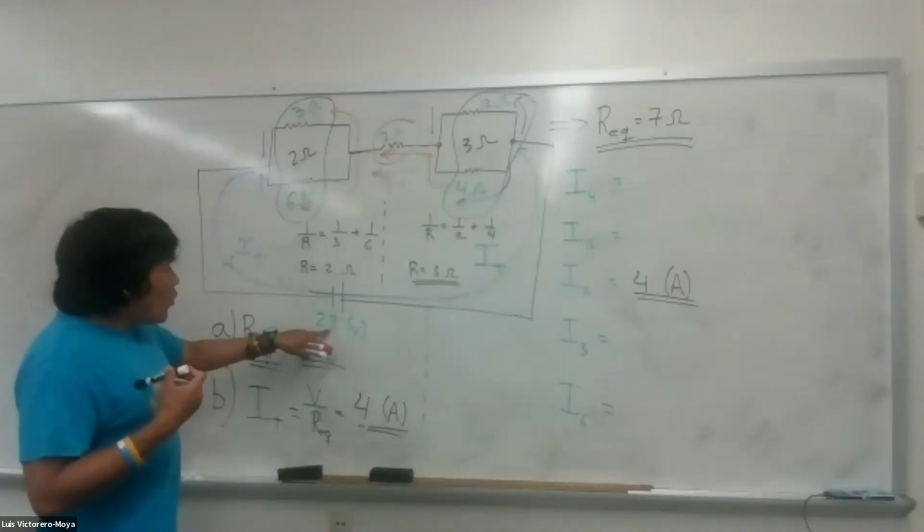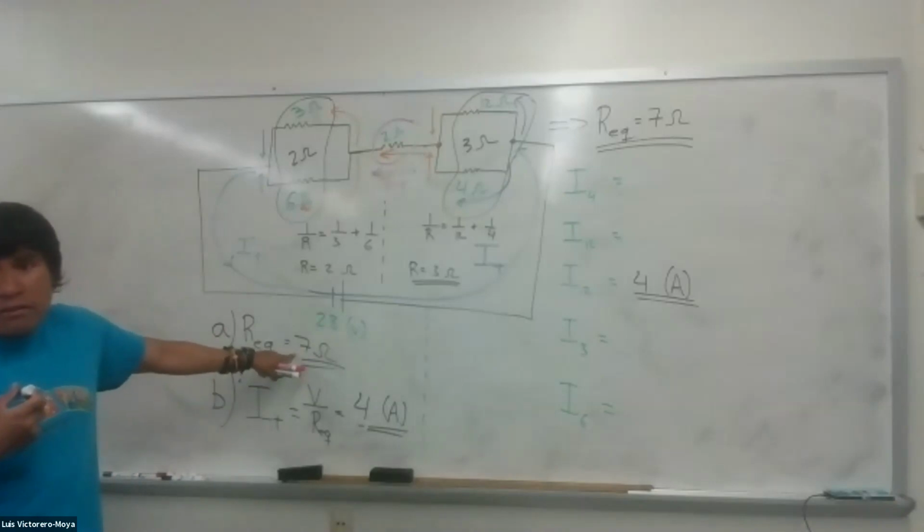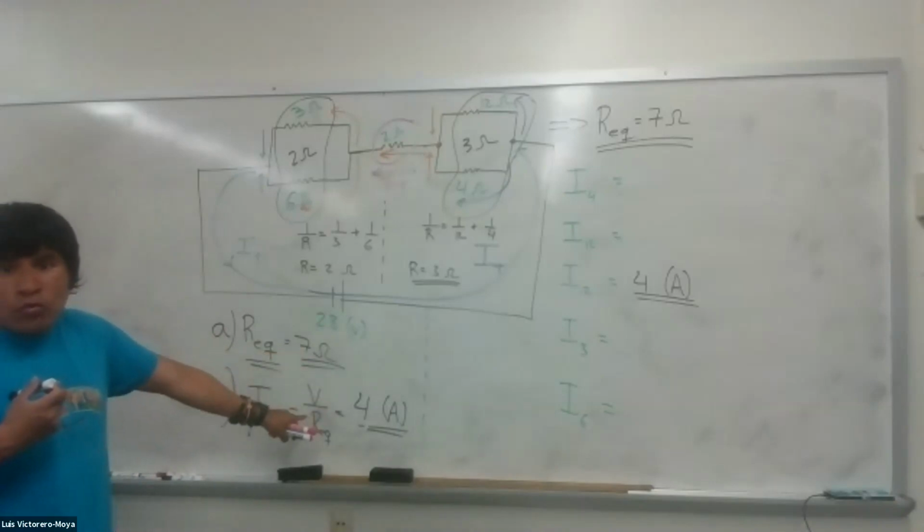Sorry, Professor, can you tell me again how you got 4 amps for the total current on B? Divide 28 by the equivalent resistance. Okay, I was reading that as 23. I'm sorry. All right, so 28 divided by 7, that will give you 4 amperes.